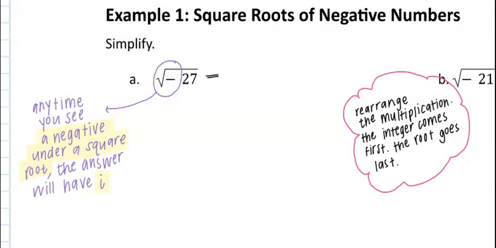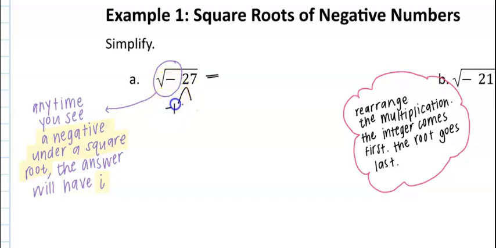Alright, let's try some examples with square roots of negative numbers so we can really see where i comes into play. If you were trying to simplify the square root of negative 27, you'll know that there's going to be an i in the answer, because anytime you see a negative under a root, the answer is going to have an imaginary number. So just like what you would have done in Algebra 1 when you were simplifying a square root, you're going to start with a factor tree.